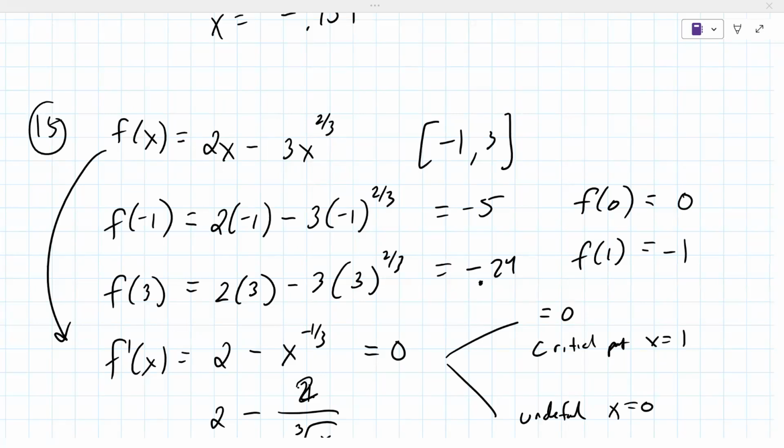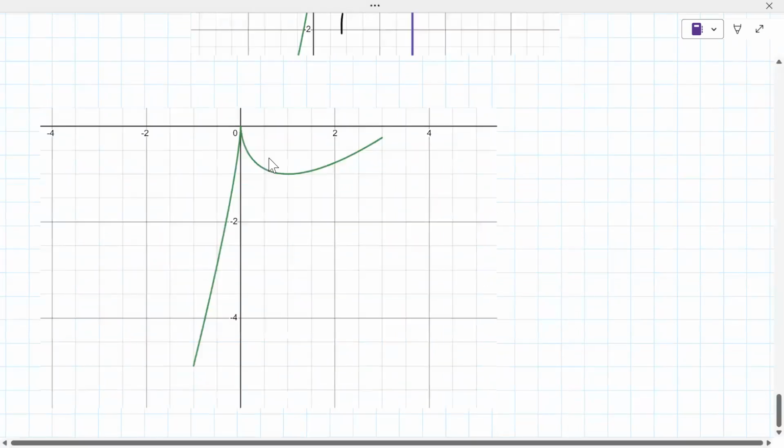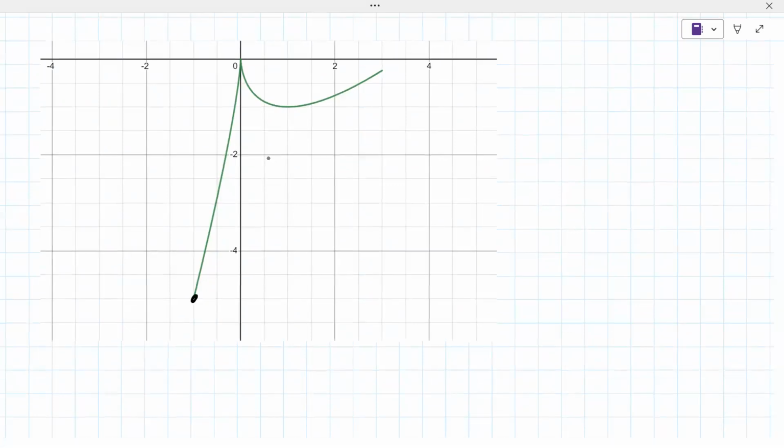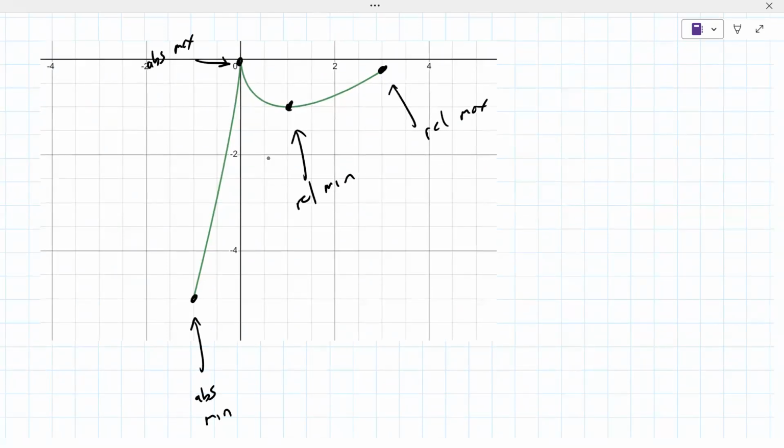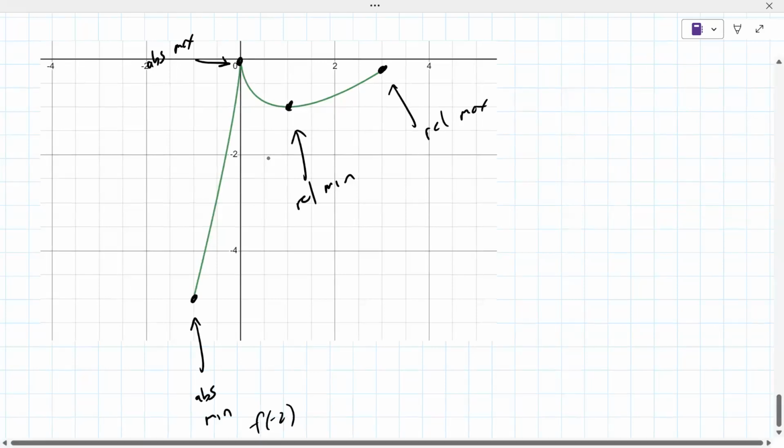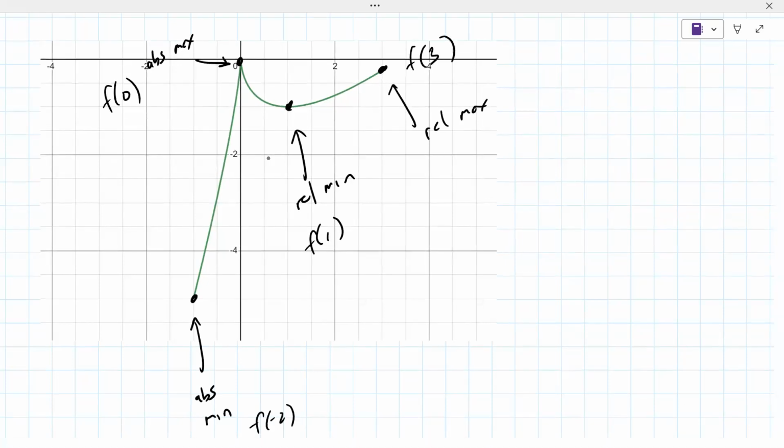Sorry, I just need to grab a snip of this. All right. So we had the endpoint. So we have these points here. This is the absolute min. This point right here is the absolute max. This is a relative min, and this is a relative max. So this was f of -2, f of 0, f of 1, f of 3.